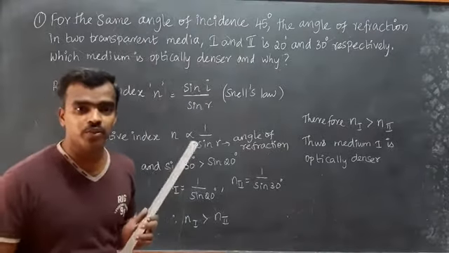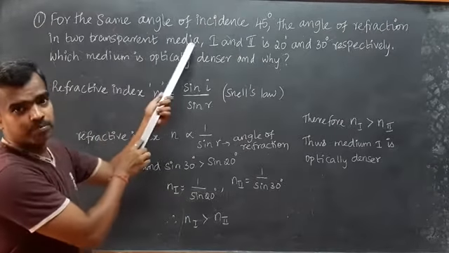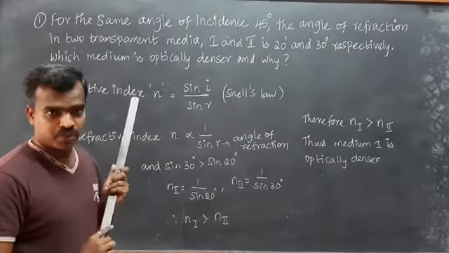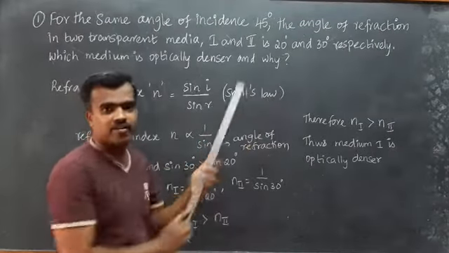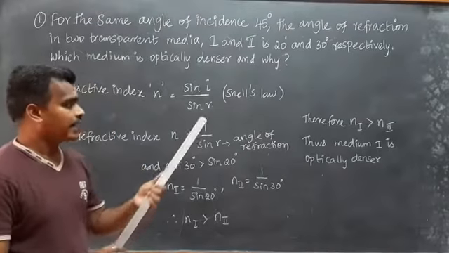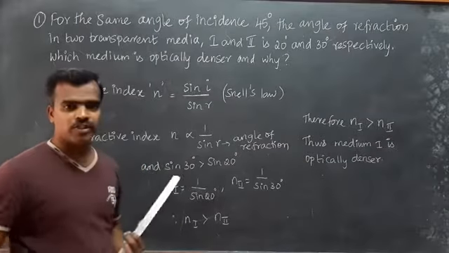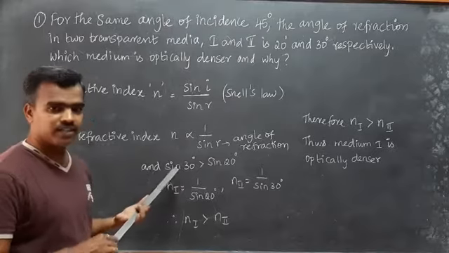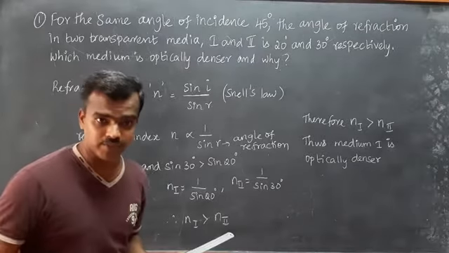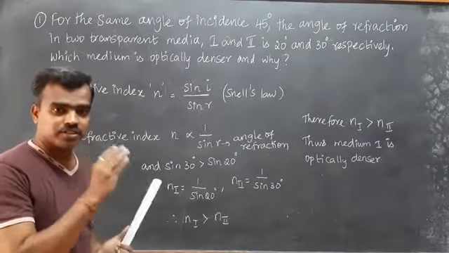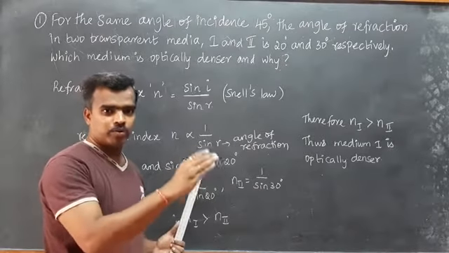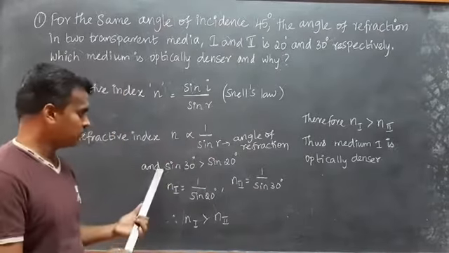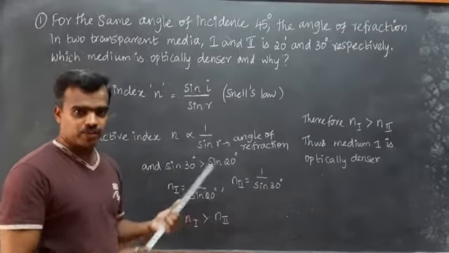Here we are using two different media, medium 1 and medium 2. For the first medium, the angle of refraction is 20 degrees. For the second medium, it is 30 degrees. Compare sin 30 and sin 20. Which is greater? Yes, sin 30 is greater than sin 20, because the values go 0, 1 by 2, 1 by root 2, root 3 by 2, 1. So sin 30 is greater than sin 20.